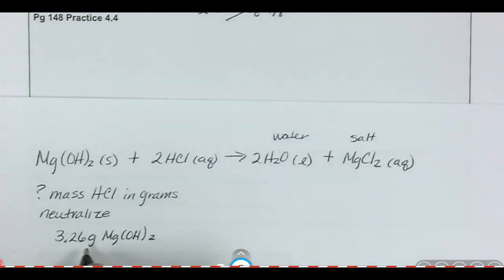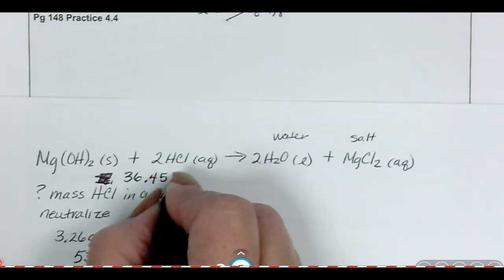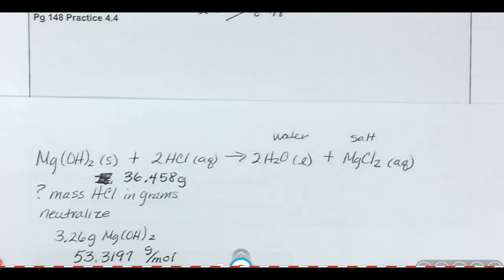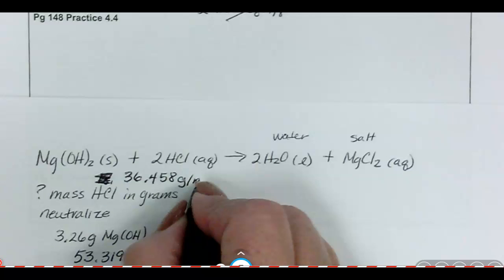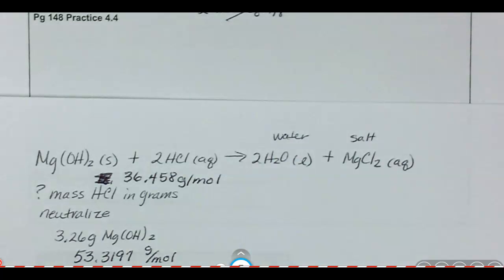So for magnesium hydroxide, it is 53.3197 grams per mole. And then the hydrochloric acid is 36.458 grams per mole. Okay, so those are the values that I need, and I'm ready to get started. I have everything that I need.